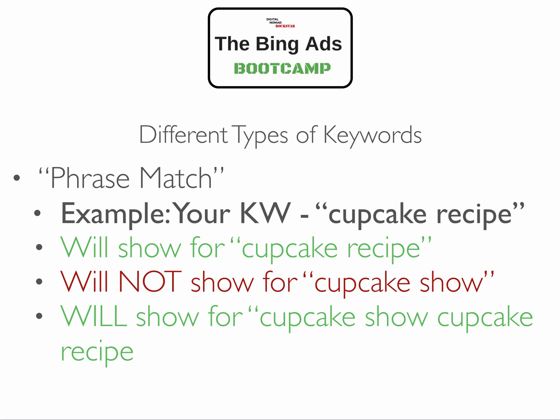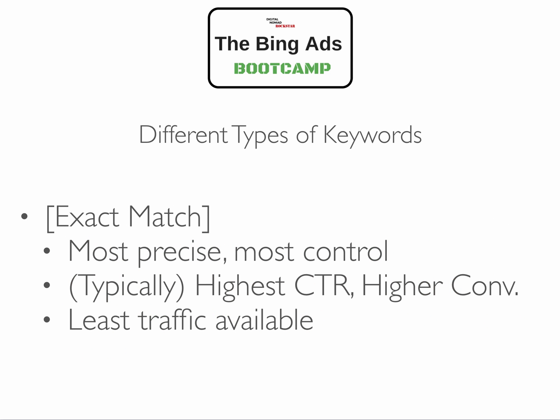And so that's how phrase matches work. They're more precise, but they can still get you some weird results sometimes, depending on your niche. The last type is exact match. This is the most precise and offers you the most amount of control when you're building your campaigns. And it's typically the highest click-through rate and the highest conversion rate because it's so precise.